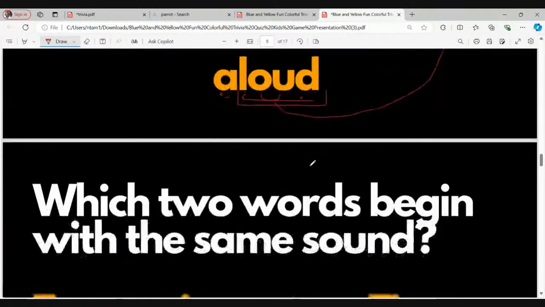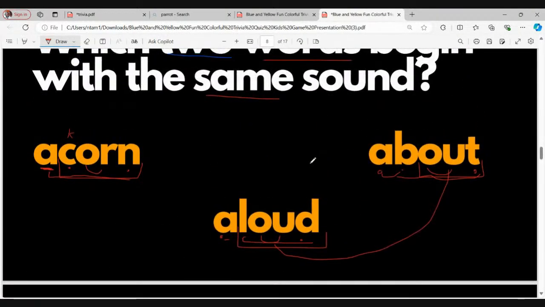All right. Okay, so our three words, let's call them one more time. Acorn, aloud, about. Which two words begin with the same sound? Which two words begin with the same sound? Let's exercise. Type in the comment section. Let us know which two words begin with the same sound.